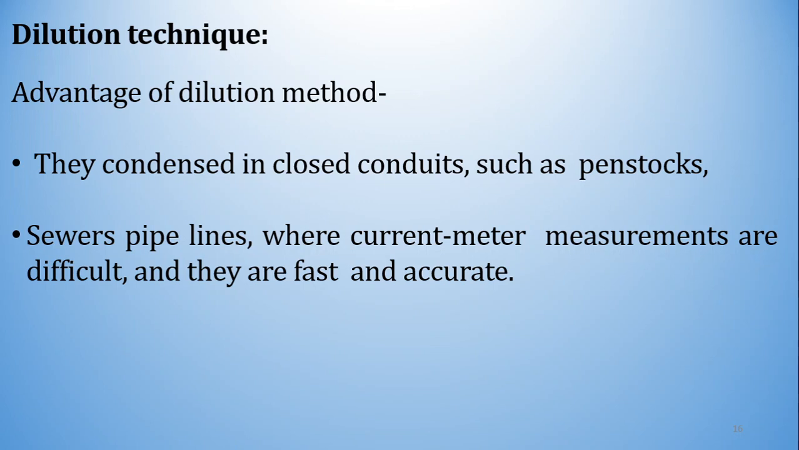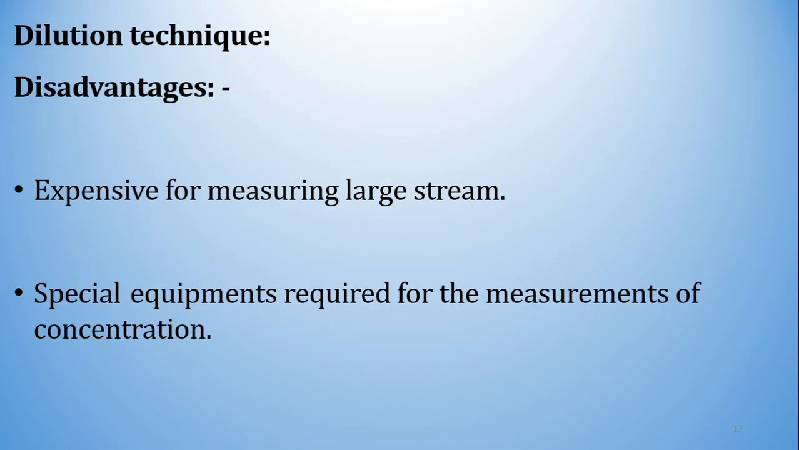The dilution technique has certain advantages and disadvantages. The advantages of dilution methods are that they can be used in closed conduits such as penstocks and sewer pipelines, where current meter measurements are difficult, and they are fast and accurate. The disadvantages are that they are expensive for measuring large streams, and special equipment is required for measurement of concentration.